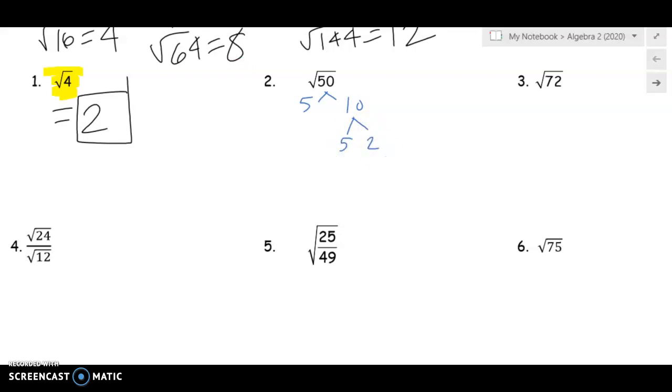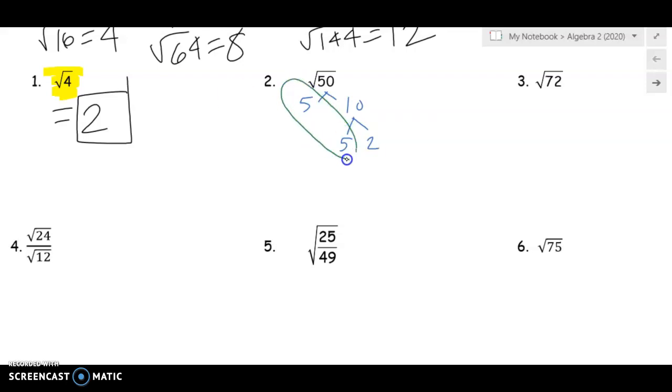Again, look at the 5. 5 times 1 gets me 5. Well, I don't want that. And then look at the 2. 2 times 1 gets me 2. That doesn't help me at all. So I branch this off as far as possible. Once you branch this off, I now look for my pairs.